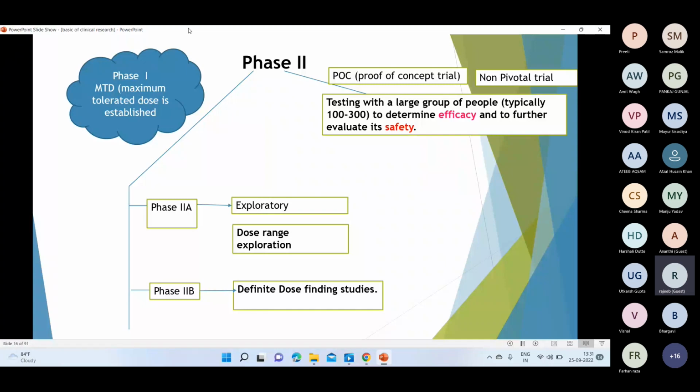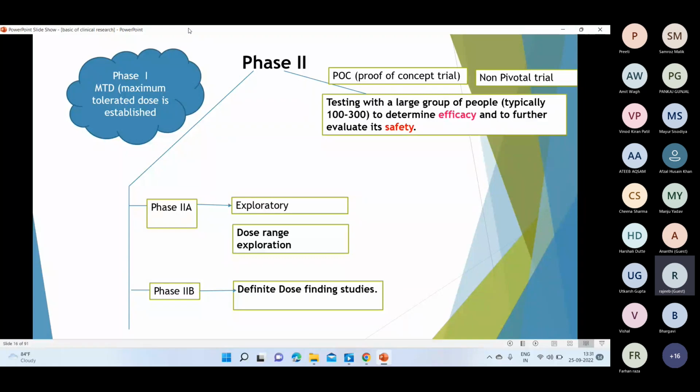In phase 2, our main concern is to determine efficacy, and it is also called proof of concept trial, and around 100 to 300 people are recruited. In phase 2 trial, we have to recruit the diseased patients, the patients who have the actual disease for which we are developing the drug. If we are developing the drug for blood pressure, the person who is suffering from high blood pressure, in that case, we have to recruit the people with high BP only in phase 2. Whereas in phase 1, generally we recruit healthy volunteers.